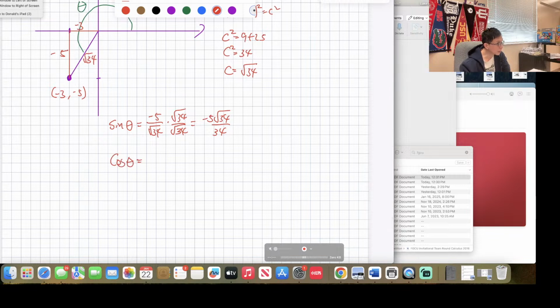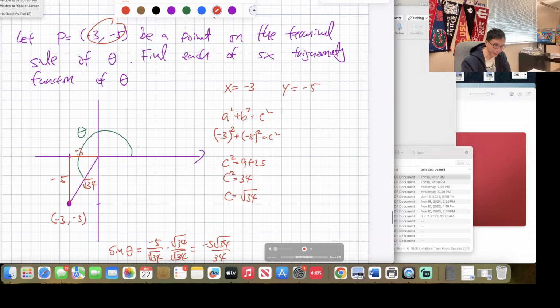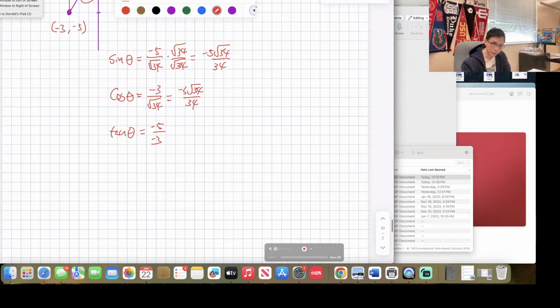Cosine theta. What do you think cosine theta is? And that's equal to what? -3 square root 34 over 34, right? What do you think tangent theta is? Yep. Good. So tomorrow, if I give you a coordinate, draw out this, and draw out the x and y. Make sure you take account their negative signs, their positive signs, but the hypotenuse is always positive. Is that okay?